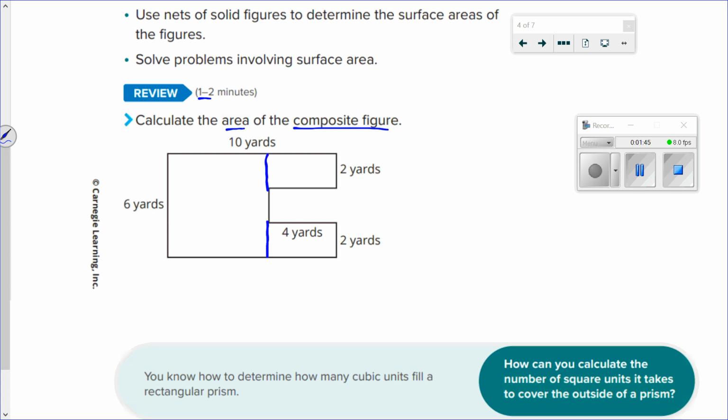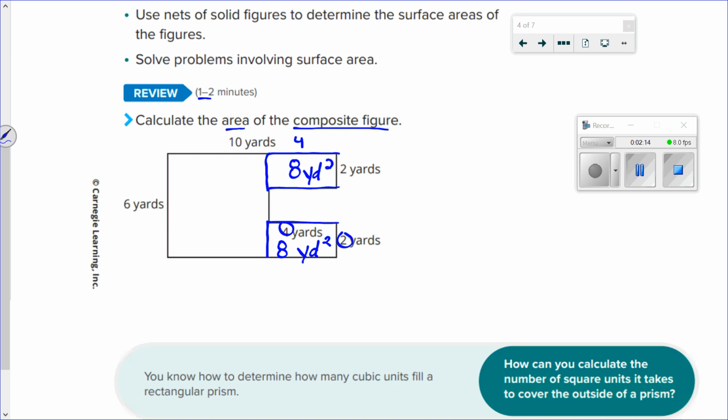So I'm going to decompose it this way, and I'm going to start with the bottom right rectangle. What is the area of that bottom right rectangle? 8, length times width, and they're both labeled for us. So it is 8 yards squared. What do you notice about the top right rectangle? They're the same. Because if this is 4, that means this is also 4, and this is 4. Yes?